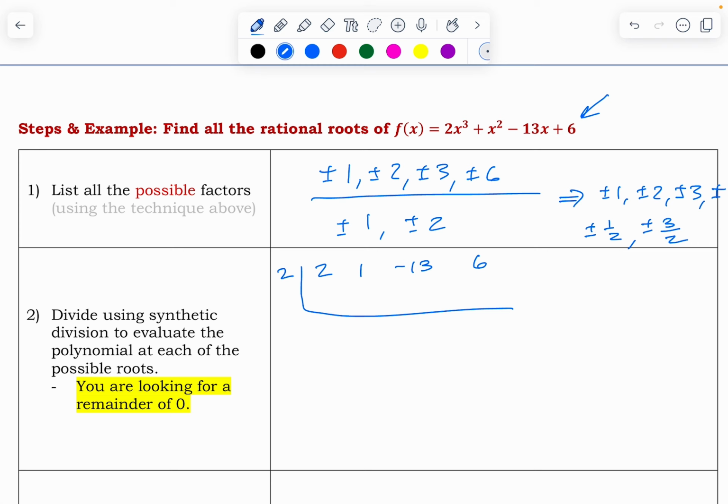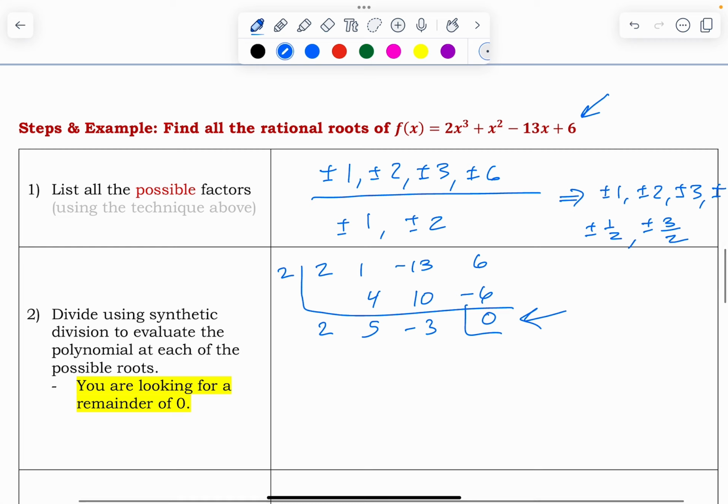I don't know. Okay, and so bring down the 2, multiply by 2, I get 4. I get 5 times 2 is 10. This gives me a -3. Oh my goodness, you guys, look at this. I got lucky the first go. So this is -6. I know it works if I get a 0 right here. This is when life is good.